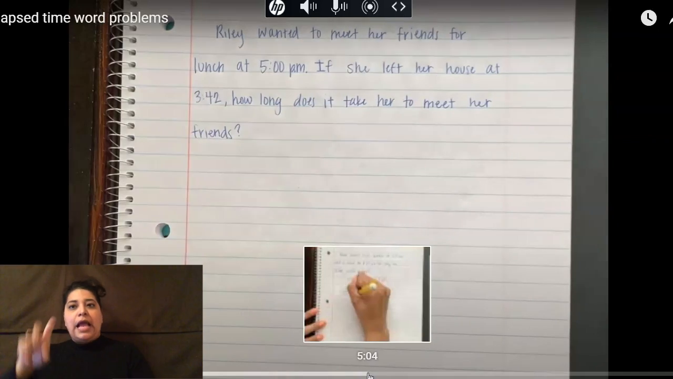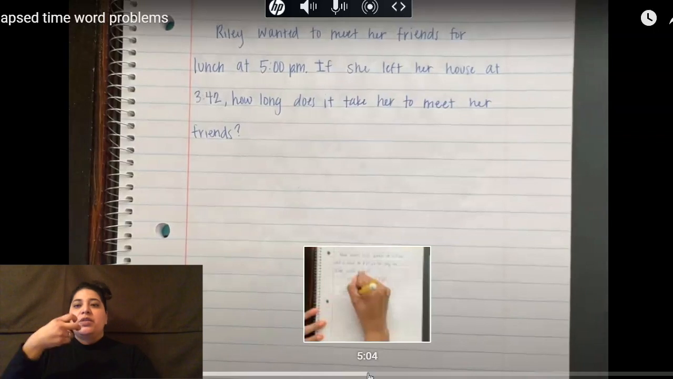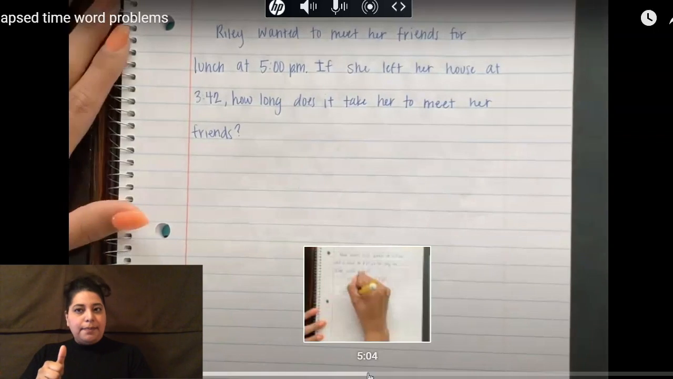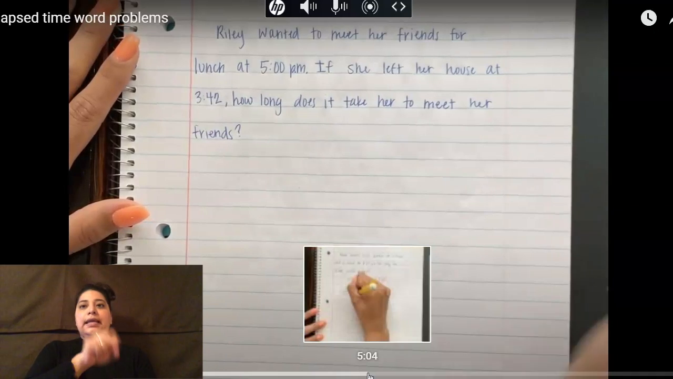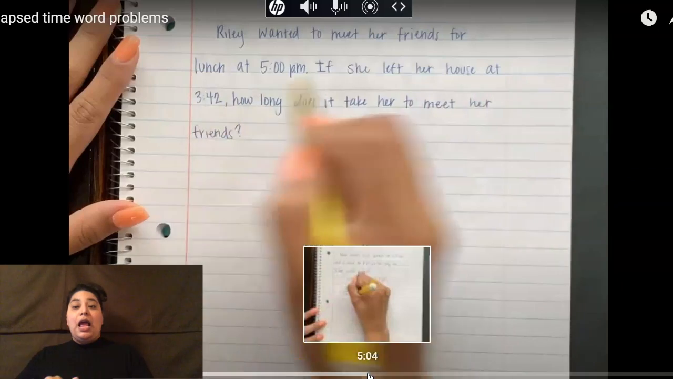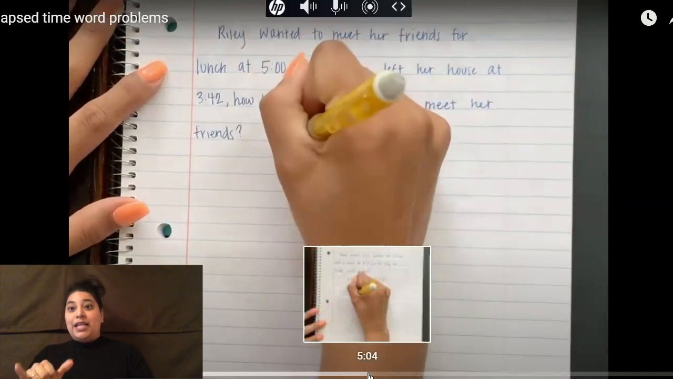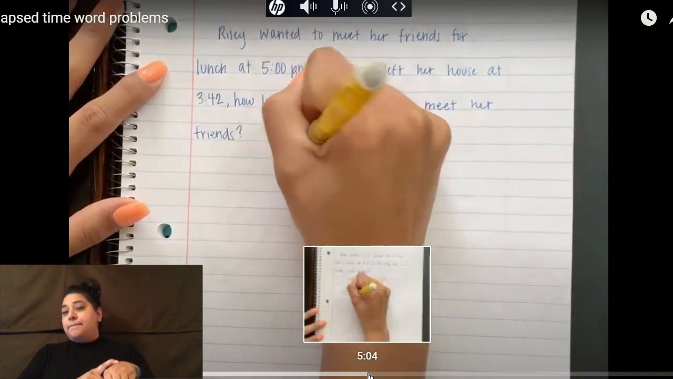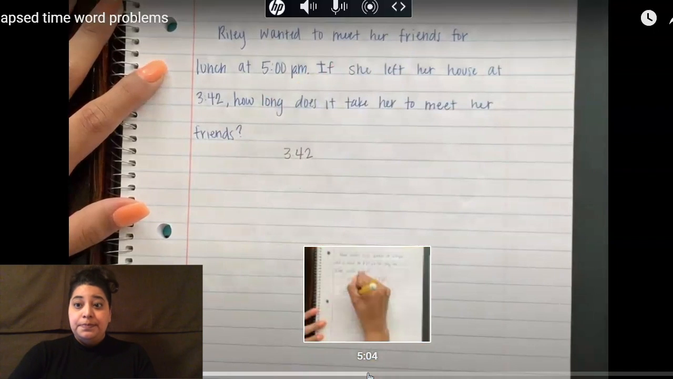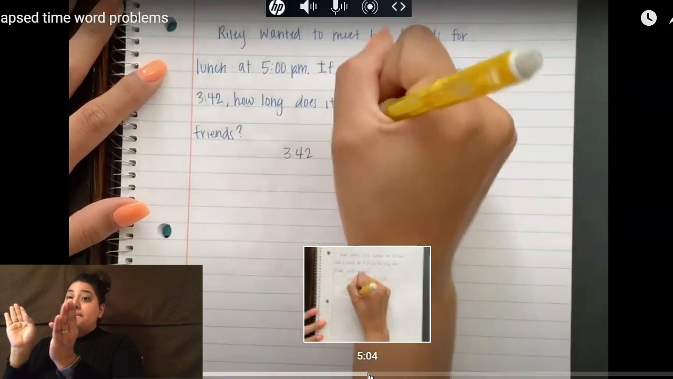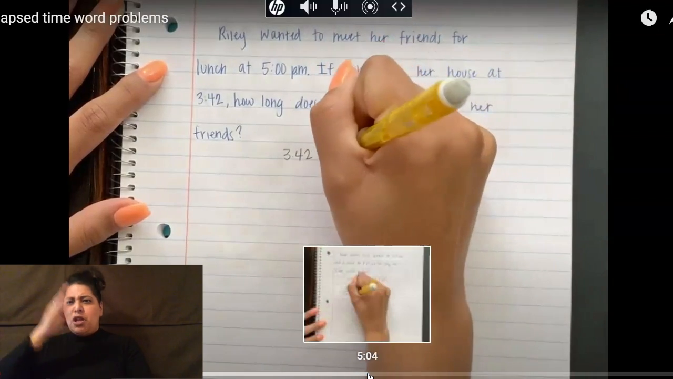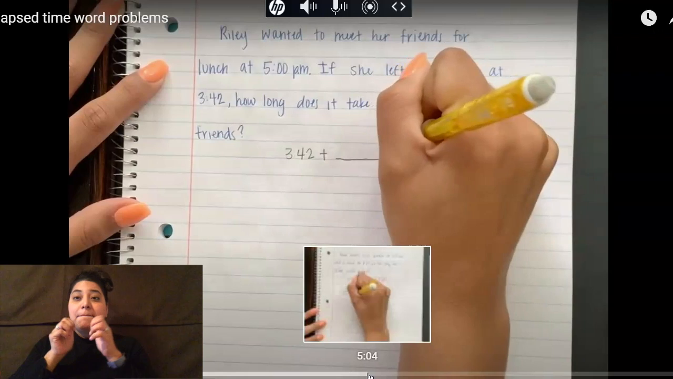Okay, so we need to start with our situation equation like we've done every single day. So, do we know the start time? We need to ask ourselves that. Yes, it says if she left her house at 3:42. So our start time is 3:42. Okay. How long does it take her to meet her friends? So we know that we are missing the amount of time that has passed.